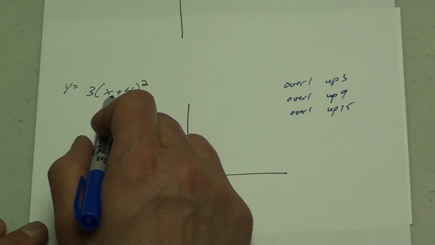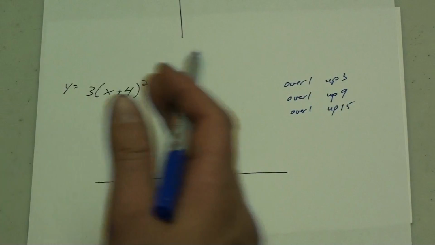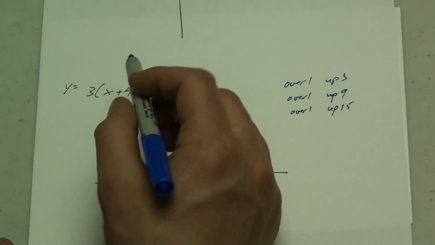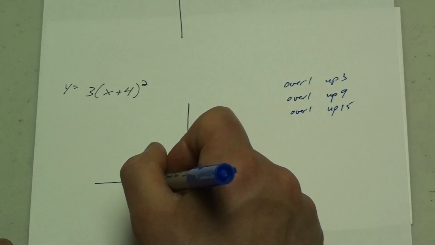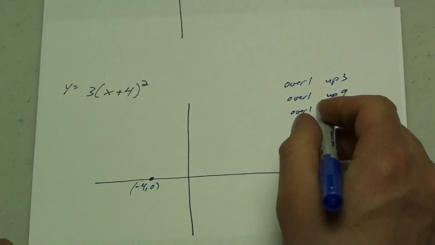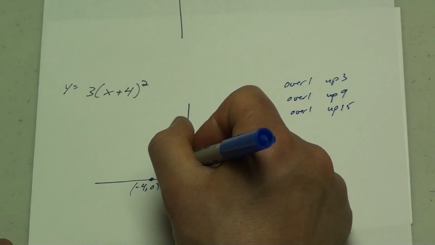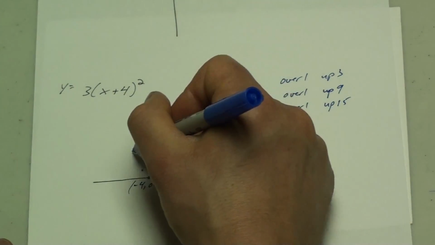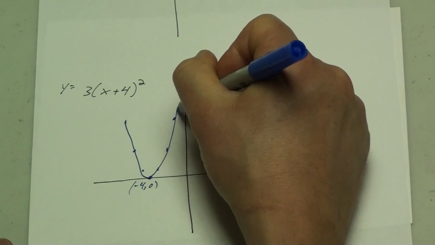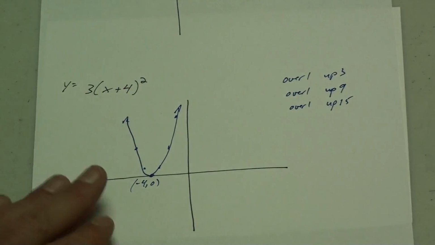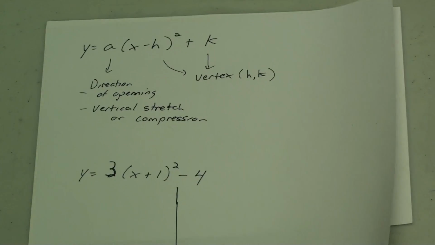The vertex, this is in the brackets, which is going to be my horizontal shift again. And I do the opposite, so it's going to move to the left 4, so it's going to be at negative 4, 0. And I have my step pattern to go from there. Over 1, up 1, over 1, up 3, over 1, up 5. There's my quadratic.